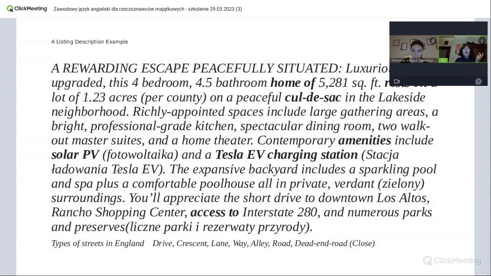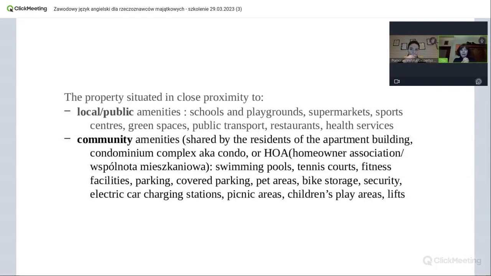Now, let's go to amenities, because it's, of course, not only solar, photovoltaic, or electric vehicle charging station. We may divide amenities into local or public. So, for example, schools, playgrounds, supermarkets, sports centers, green spaces like parks, public transport, restaurants, health services, clinics, and so on. So these are local, public, or community amenities, because sometimes you've got condominiums. So the property is shared by the residents, yes.